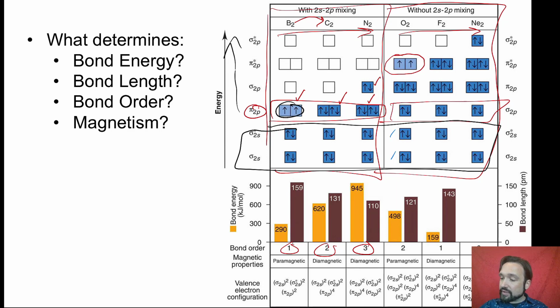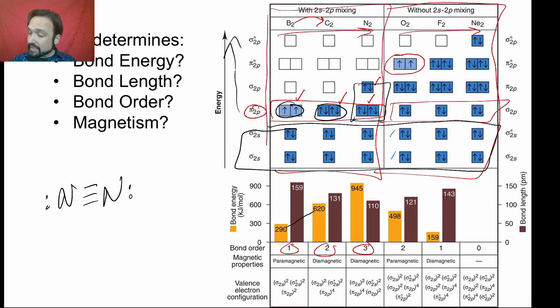So boron has 2 electrons in bonding, carbon has 4, nitrogen has 6. All right, so we go from 1 to 2 to 3 in terms of my bond order. And in fact, nitrogen, if we look at molecular nitrogen, has a triple bond, right? So there's our bond order of 3. And the bond energy goes up as well, from 290 to 620 up to 945. And why? Because there's a lot more electron density holding it all together. A lot of bonding interactions are going on there.